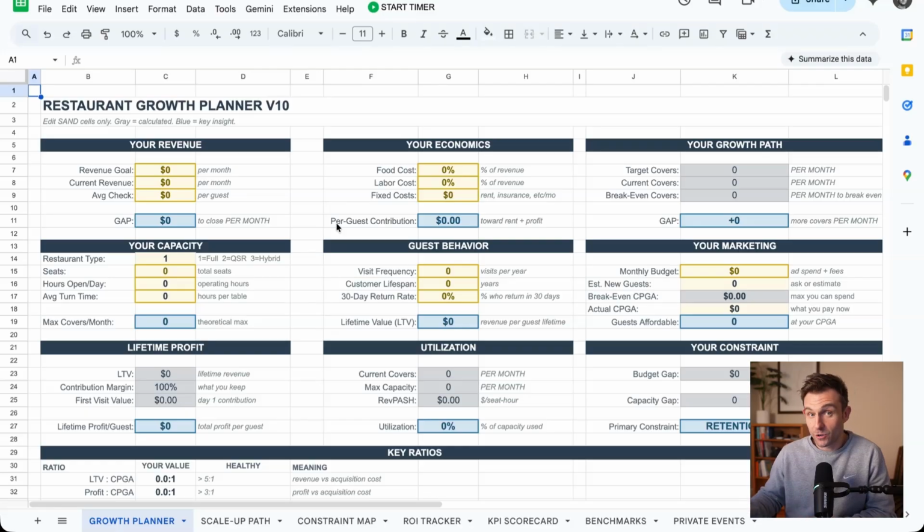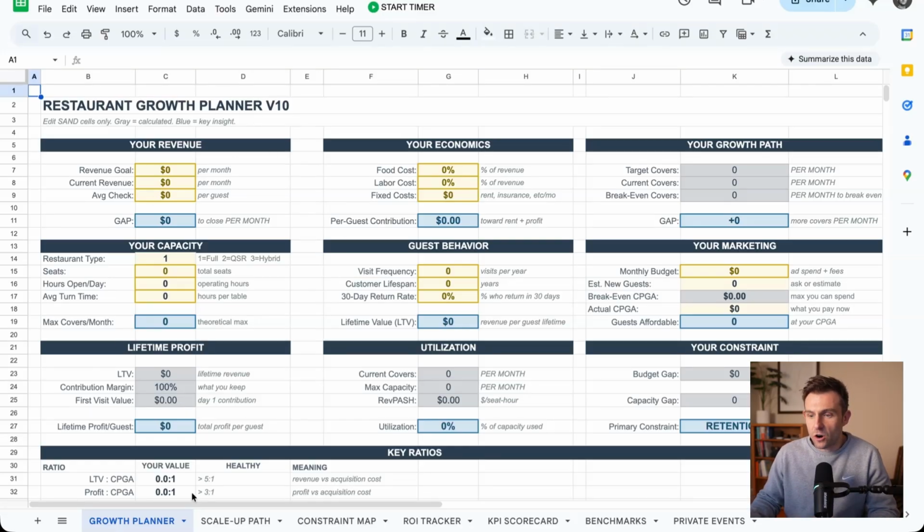You just grabbed the restaurant growth planner, which means that you are serious about actually knowing your restaurant's growth numbers instead of guessing. In the next few minutes, I'm going to walk you through exactly how to use this and, more importantly, read what the numbers are telling you. So let's dive in.